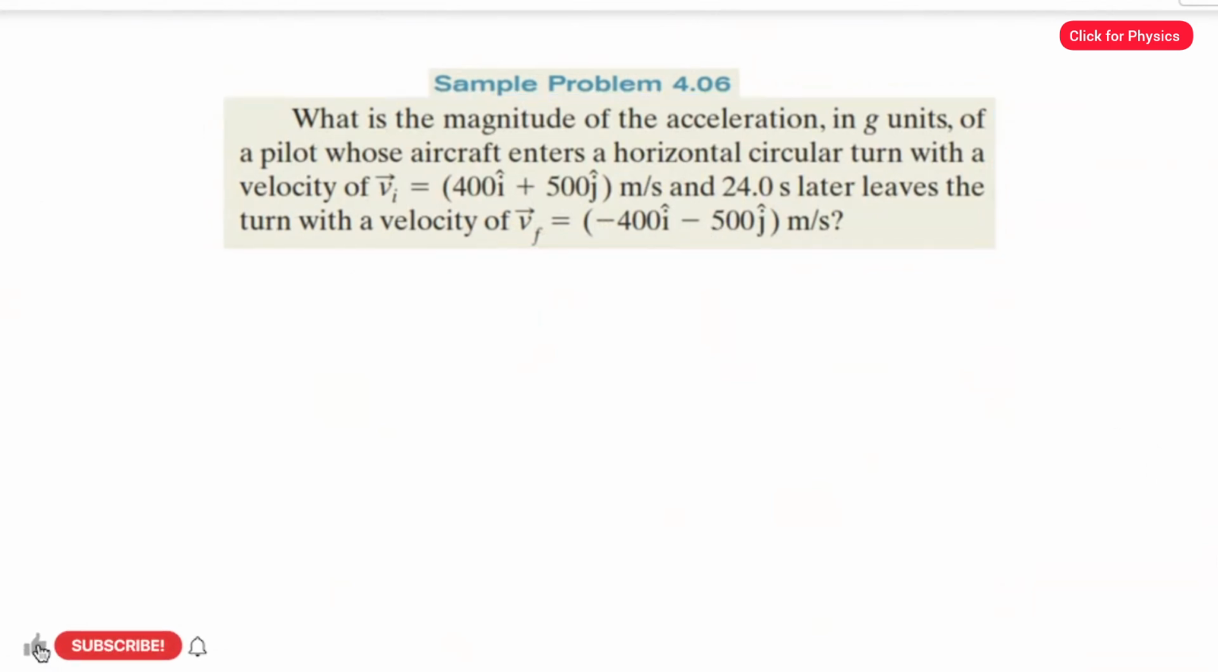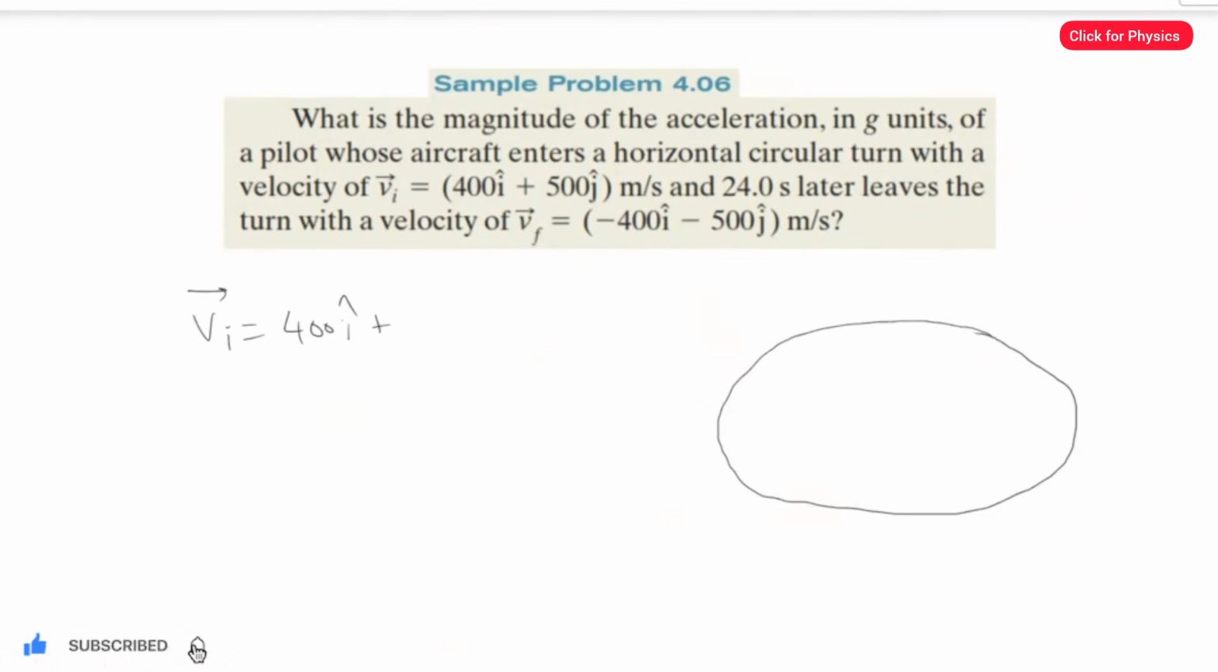So in this question, a pilot takes his aircraft and enters the horizontal circular turn. So let's draw the diagram. This is the horizontal circular turn, and he entered it with the initial velocity vector vi, which is equal to 400 i cap plus 500 j cap, and the unit is meter per second. So he takes the uniform circular turn with the initial velocity. Let's say he just moves in this direction with the initial vector. Clear?